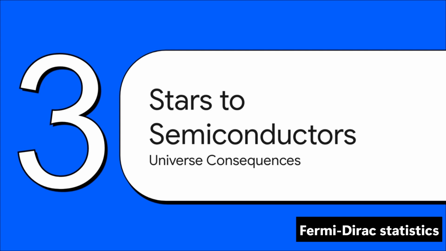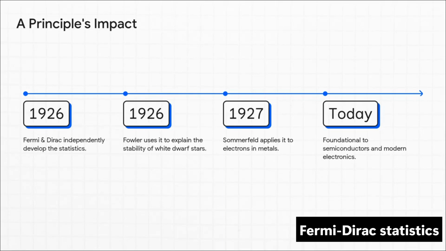And this isn't just some clever answer to an old physics puzzle. Oh no, this one simple rule, one fermion per state, has consequences that literally shape the universe. Almost immediately after Fermi and Dirac developed the idea in 1926, it was used by Ralph Fowler to explain how white dwarf stars, these incredibly dense, dead stars, don't collapse under their own immense gravity. Just a year later, Arnold Sommerfeld used it to finally explain metals. And today, it's absolutely essential for designing the semiconductors that power, well, everything.